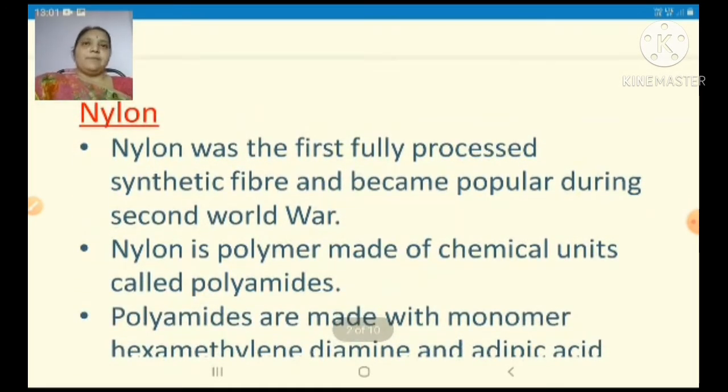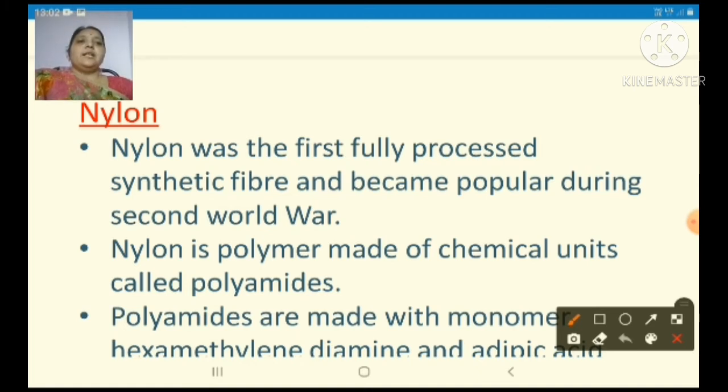So the first synthetic fiber that we are going to discuss is nylon. Nylon was the first fully processed synthetic fiber and it became popular during the Second World War. Here nylon is a polymer. What is a polymer? As we all know, to make natural fiber we need material like cotton, silk, wool. In the same way, polymer is the material that is used to make the synthetic fiber.